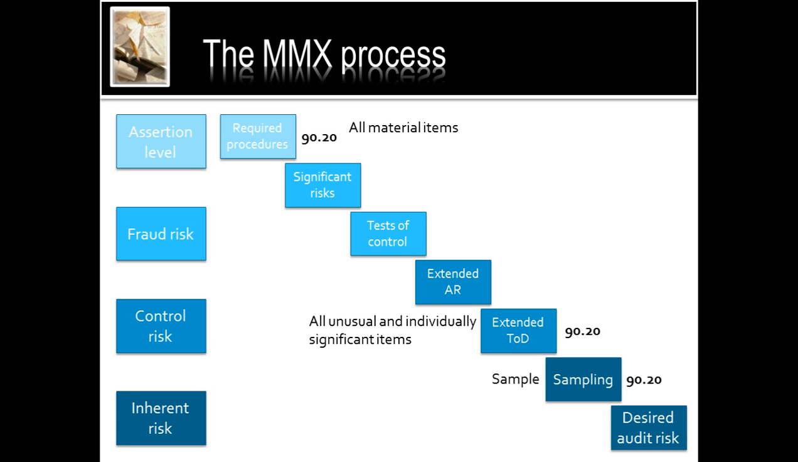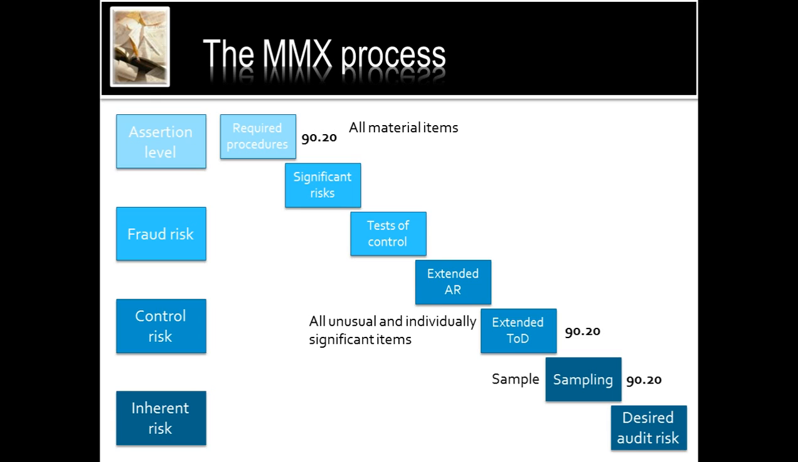Now you can use the substantive test worksheet for a number of these sections. So it's not just a sampling worksheet. You can use it in the required procedures section for all those steps that say select all material items and do X, Y, Z. You can use 90.20 to basically replace your Excel worksheet or Excel spreadsheet that you would normally use. You'd rather use 90.20 to document your findings on the material items.